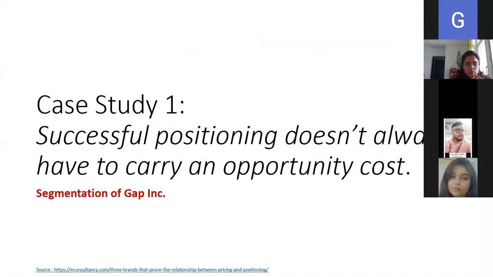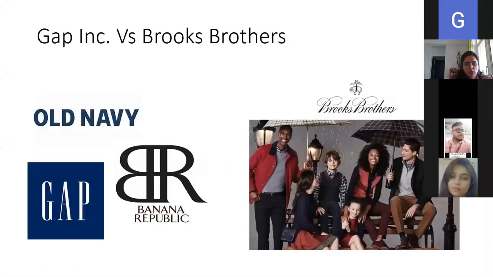So there's this segmentation of Gap. Gap had these 3 different brands for each category, whereas Brooks Brothers was a complete umbrella brand catering to all the age groups. And you can go through this segmentation study and see how Gap is doing better than Brooks Brothers.